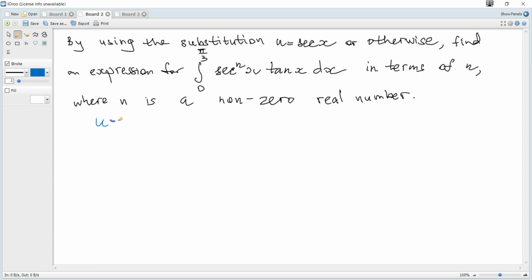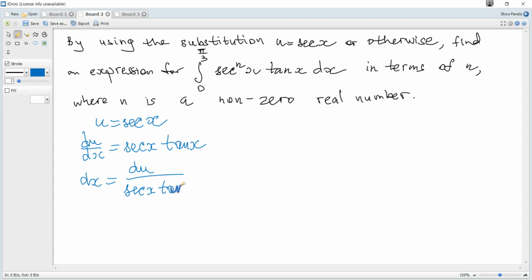So if u is secant x, the next step is, as usual, to find the derivative du/dx. The formula is given in the data booklet. The derivative of secant is secant tangent, and then we solve this for dx, and dx is du over secant tangent.